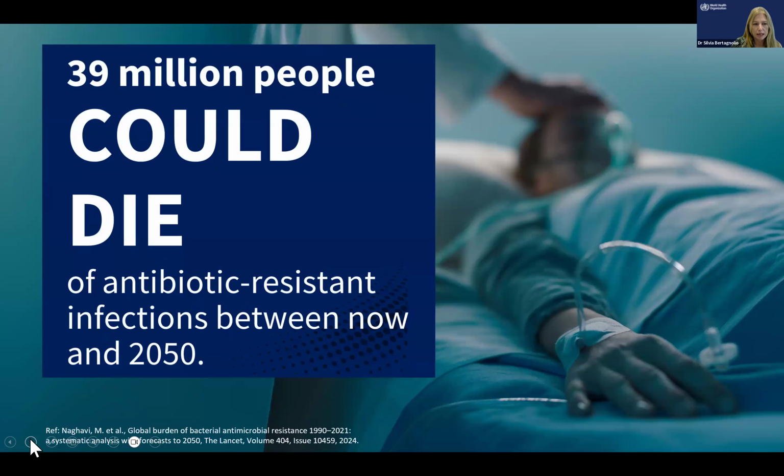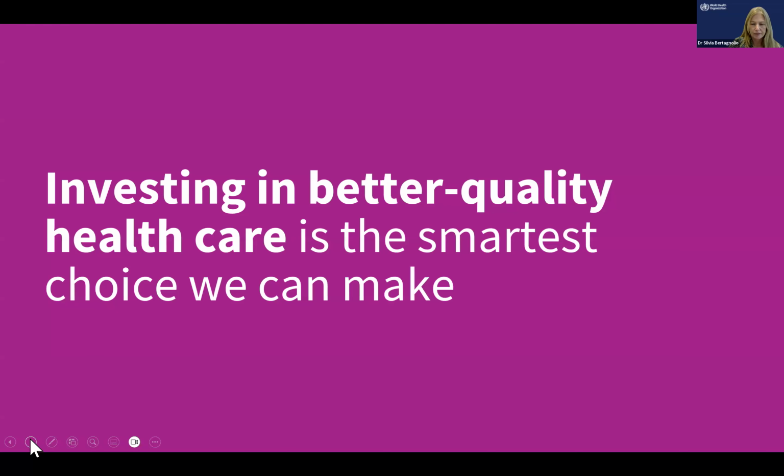So the cost of inaction is incredibly high, and 39 million people are predicted to die of antibiotic resistance infection between now and 2050. These are data from IHME and the GRAM Project. And therefore, investing in a better quality of healthcare is the smarter choice that we can make. This is the key to really address AMR: better quality healthcare.